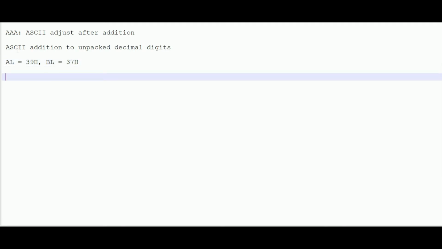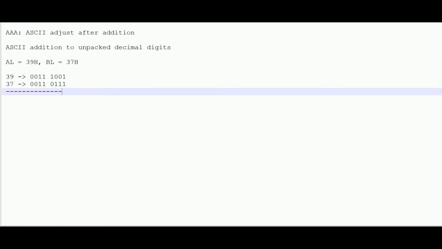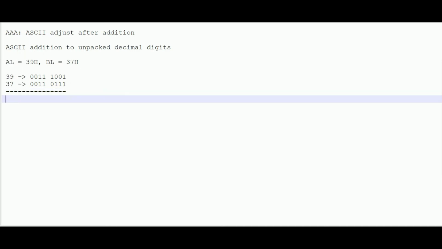So let us try to add these numbers. Before that, let me convert this into binary. So 39 is 0011 1001, and 37 is 0011 0111. Right? Now, if we add this, you will get 1 plus 1 is 0 with a carry of 1, and again 1 here will get added to 1 and again yield 0, which will again get carried forward to the third place, and again it will yield 0. This will again get carried forward to the fourth place, again 1 plus 1 is 0, and this will get carried forward.